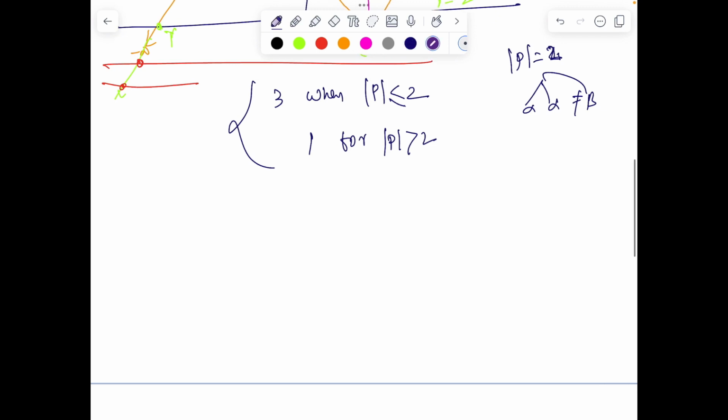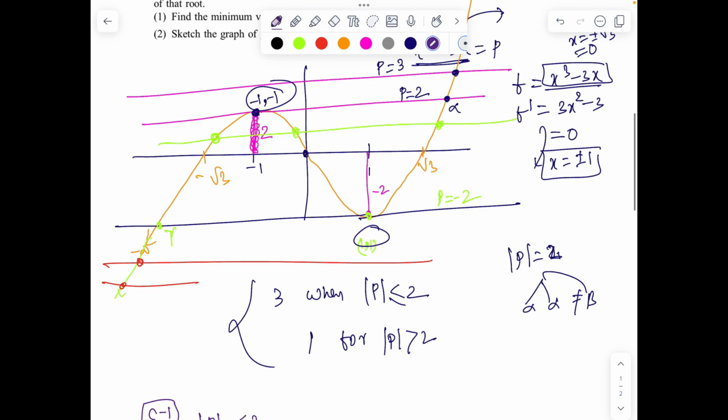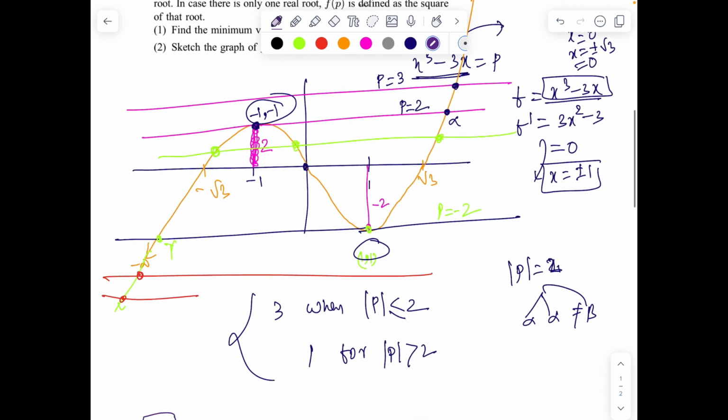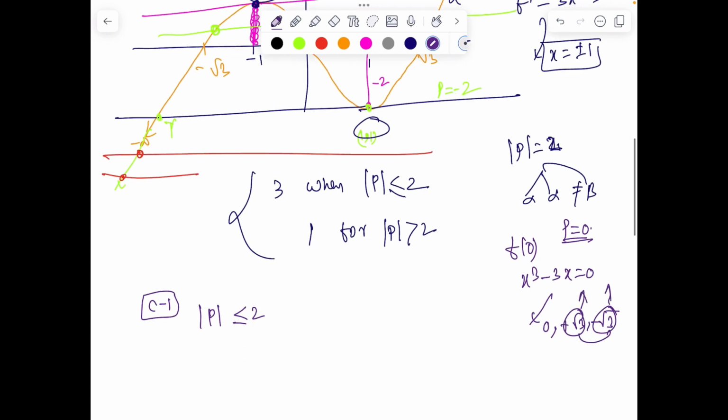Let's move further. So we'll take case 1, mod P less than or equal to 2. By the way, what does f of P mean? F of P is the product of the largest real root and the smallest real root. So if I calculate f of 0, you put P equals 0, that will give a cubic x cube minus 3x equals 0. It has 3 roots, 0, plus root 3, minus root 3. Largest is root 3, smallest is minus root 3. Multiply them, that's minus 3, and that's the value of f0. So f0 is minus 3.